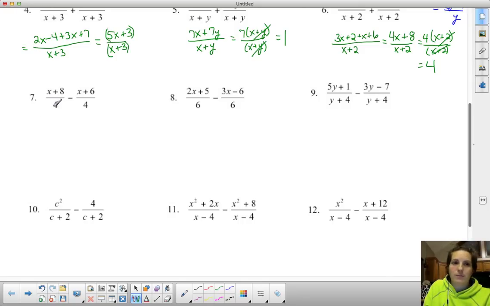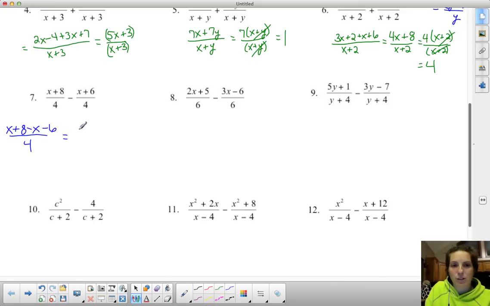we always start with the same thing. Do we have a like denominator? Yes. So we can keep it, and then we can technically add across. But since it's a negative, we actually have to distribute that negative in order to do this. So x plus 8 stays, but then we distribute the negative. Minus x minus 6.